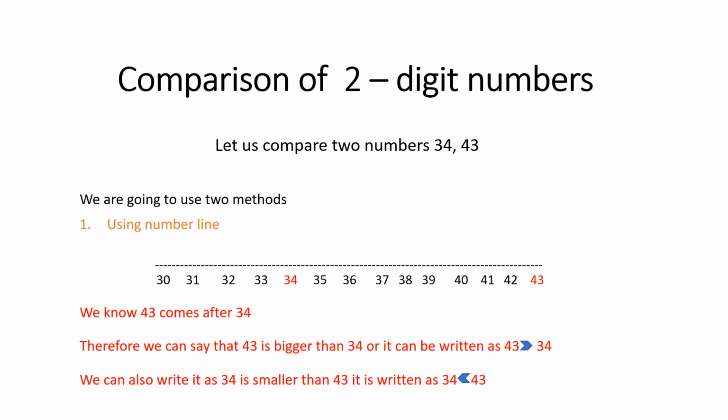We are going to use the number line method. So we will draw a number line. We will find the numbers we have to find. Here we have to find 34 and 43. And we can see that 43 comes after 34. So therefore we can conclude that the number that comes after any number is considered to be the bigger number. So we can conclude that 43 is bigger than 34. We can otherwise say that 34 is smaller than 43.